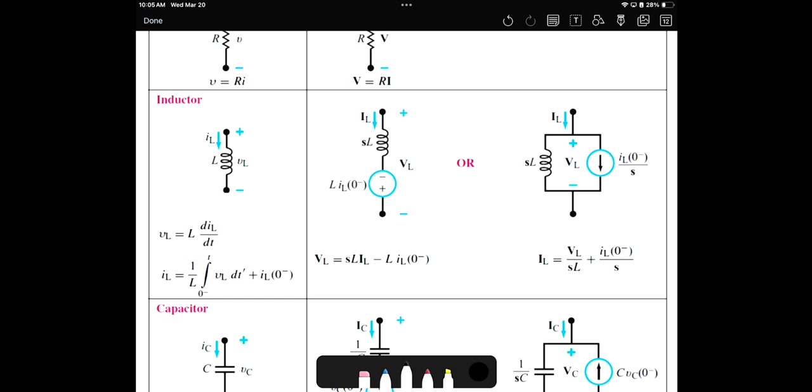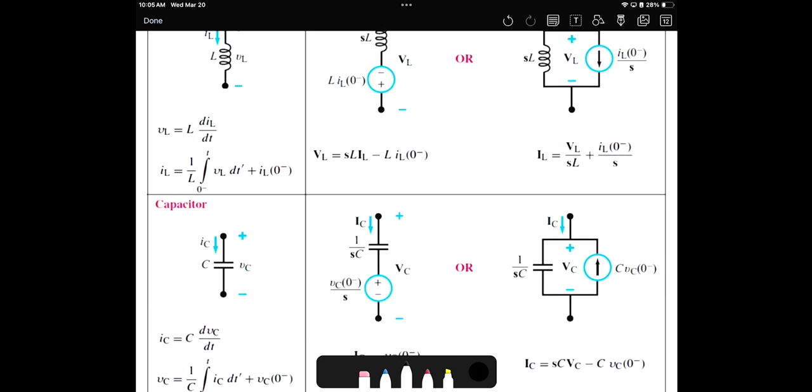If you like to use the series form, then use the voltage source. If you like to use the parallel form, use the current source. That's it. The capacitor also has two models, depending again on what you want, series or parallel, and there is an initial condition. In both situations, if the initial conditions are 0, then model A and model B will be the same.